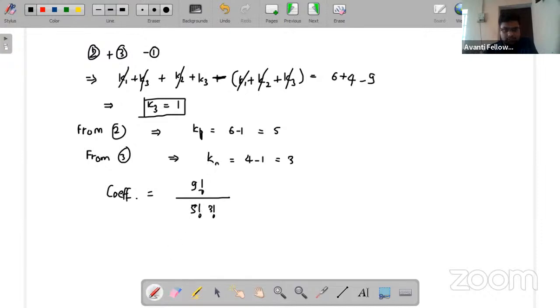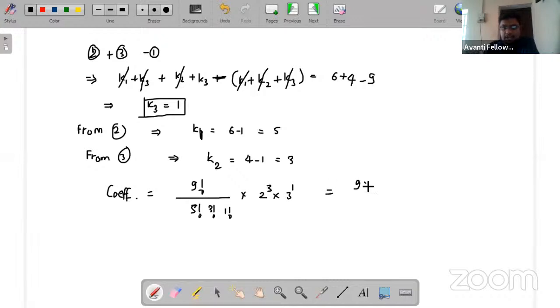I'll write it again, k2. Okay, and k3 factorial is 1 factorial into 2 to the power k2. 2 to the power k2 is 3 into 3 to the power k3, 3 to the power 1. So we can solve this.